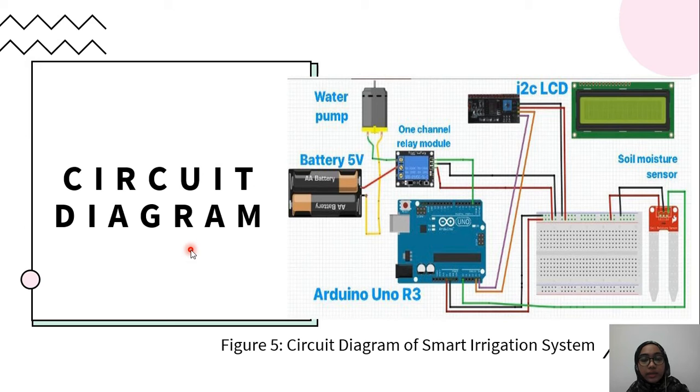This is the circuit diagram of the smart irrigation system. The system uses a 5 volt battery that connects to the water pump and the one-channel relay module. The one-channel relay module, the I2C LCD, and the soil moisture sensor are connected to the Arduino Uno R3.